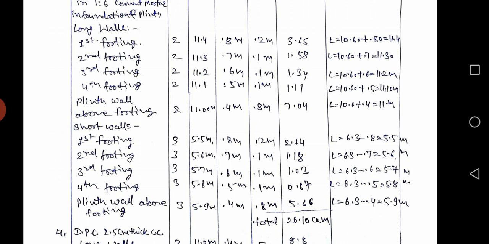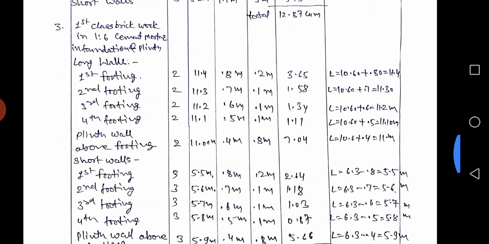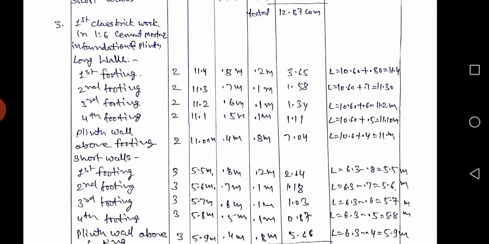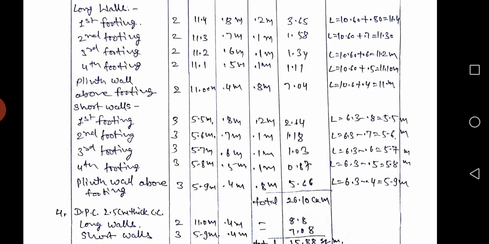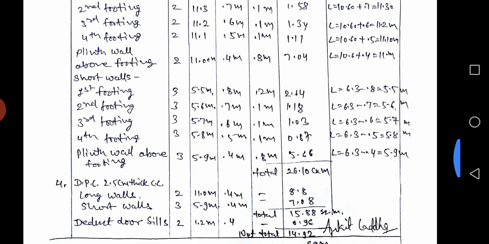Then we calculate plinth wall above footing, number of plinth walls is 3. Then the length 6.3 minus 0.4, that is 5.9 meter. Width is 0.4 meter and height or depth is 0.8 meter. So the total quantity is 5.66 cubic meter. Then we total all long wall and short wall quantities, and the total first class brickwork in cement mortar in foundation and plinth is 26.1 cubic meter.